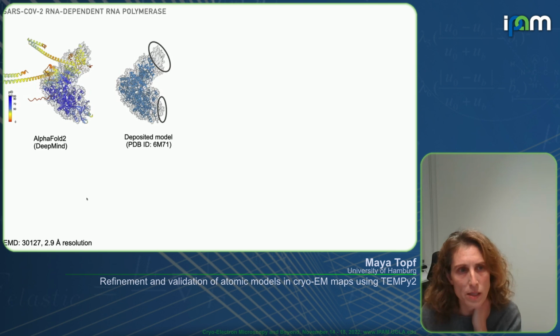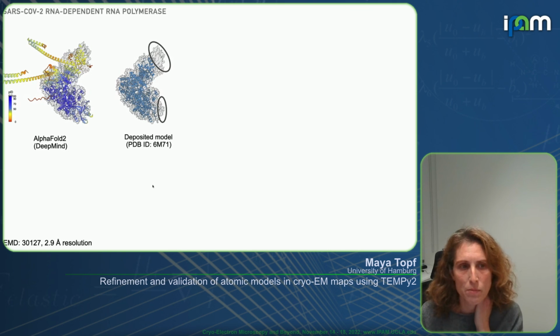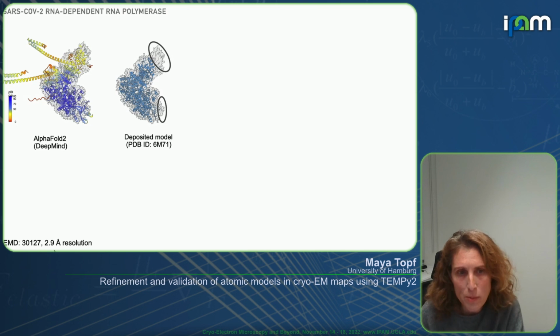Another example is what Tristan did, which was to take, again, a model deposited in the PDB. And this is the RNA-dependent RNA polymerase from SARS-CoV-2. So it's a relatively recent structure, and the resolution is 2.9. And if you model it with AlphaFold, you can see that there are some regions that have really, really bad correlation with the... sorry, this is the AlphaFold LDDT. You can see that there are regions that AlphaFold is not very sure about.